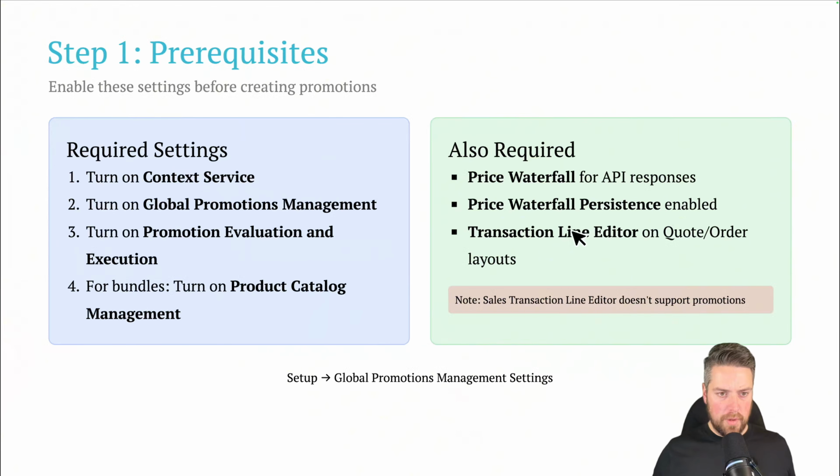So our first step will be making sure we turn on everything that needs to be turned on in Salesforce to be able to start to work with promotions. So we're going to make sure we turn on context service, which should already be done if you're using Revenue Cloud. Then we're going to go into global promotions management, turn that on, and turn on a couple of settings within global promotions management. And then make sure you also have your price waterfall turned on and price waterfall persistence turned on under your pricing settings if you want to be able to see that.